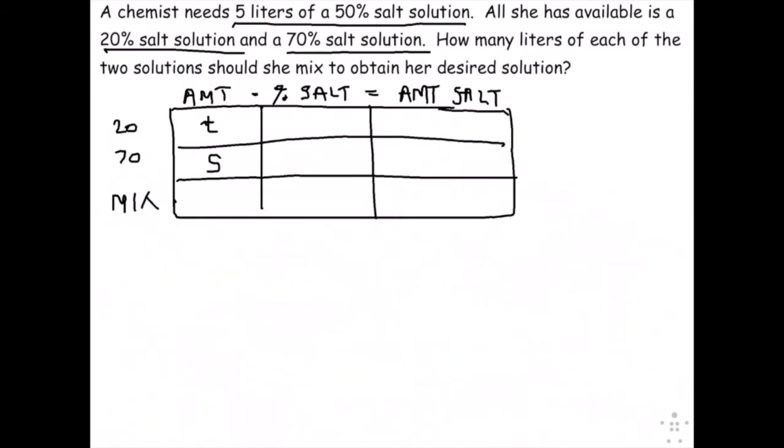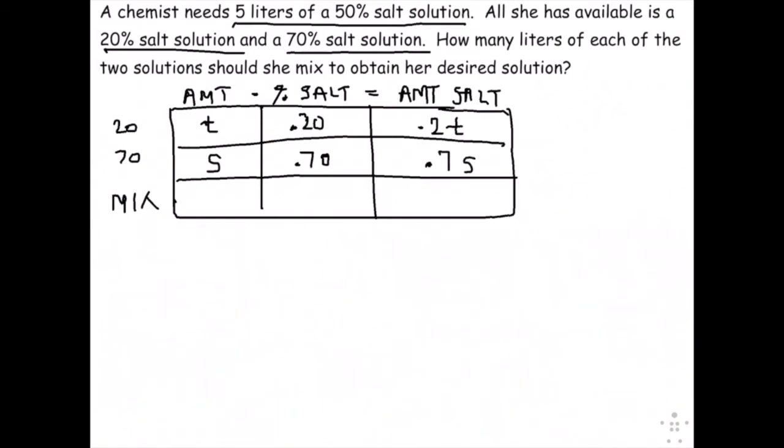Now, the percent salt in the 20% salt solution is 0.2, or 0.20, right? And in the 70%, it's 0.70. So across the top, we multiply amount times percent salt. So the amount of salt in here is 0.2 T, and the amount of salt in here is 0.7 S.